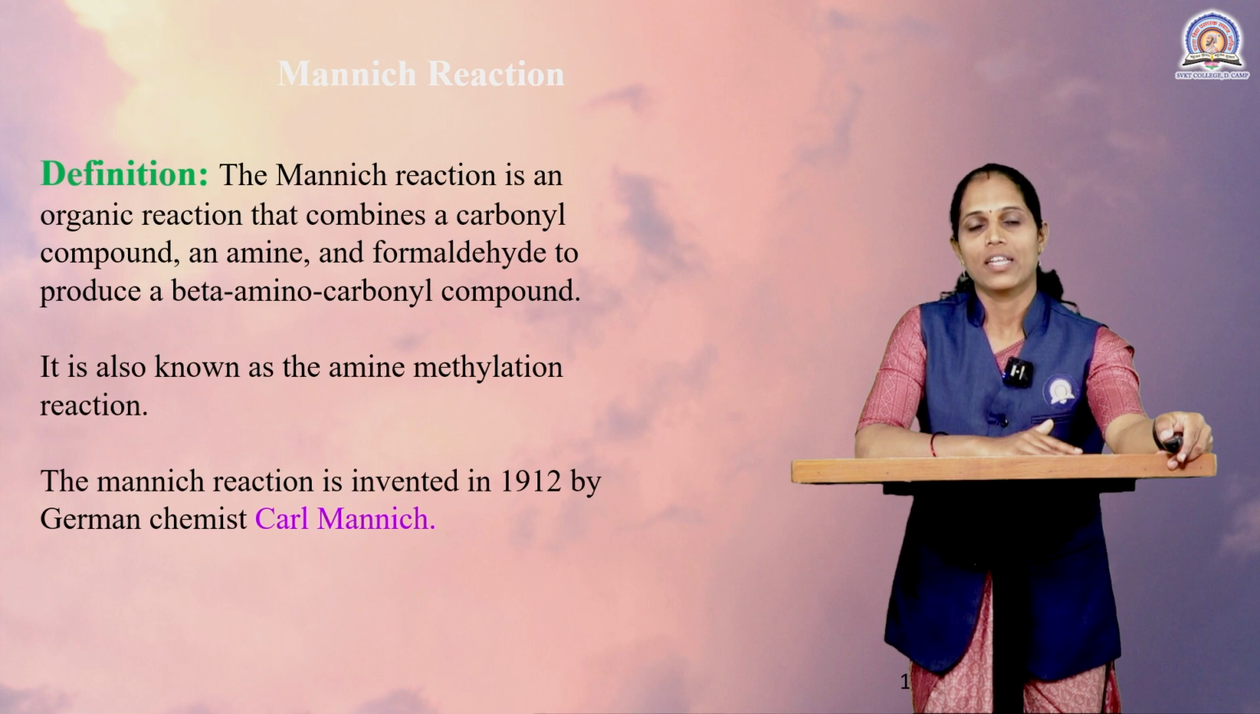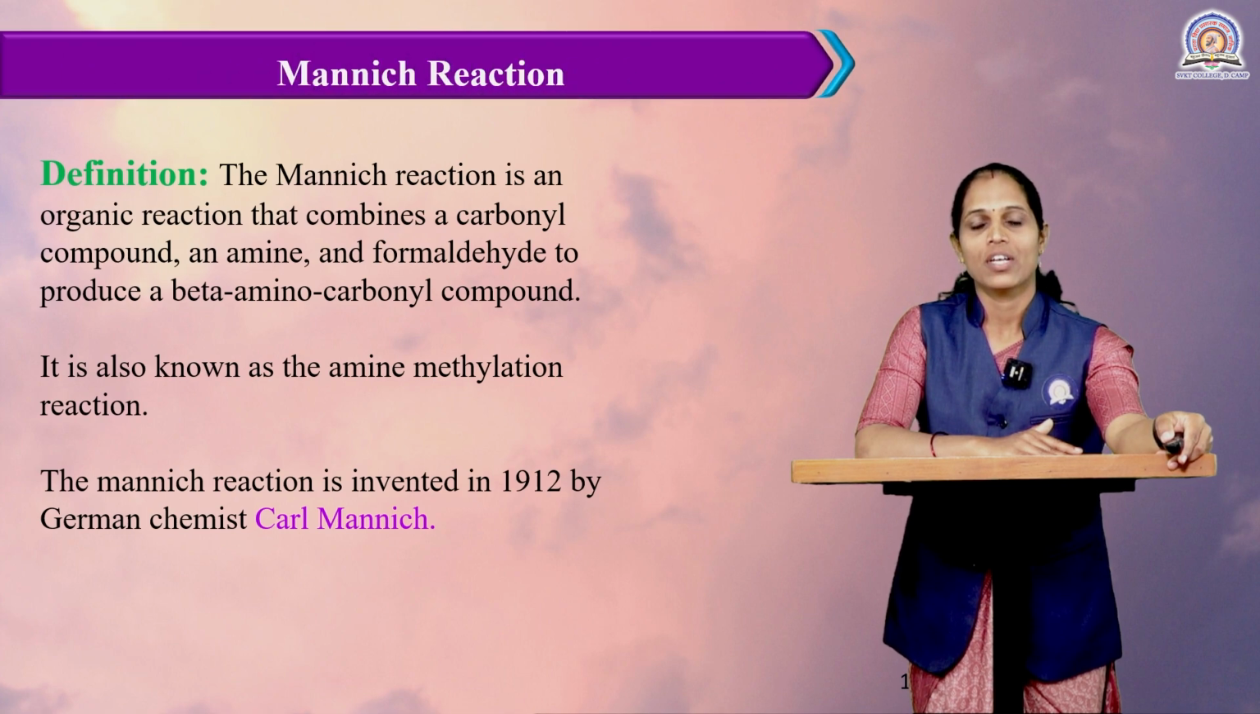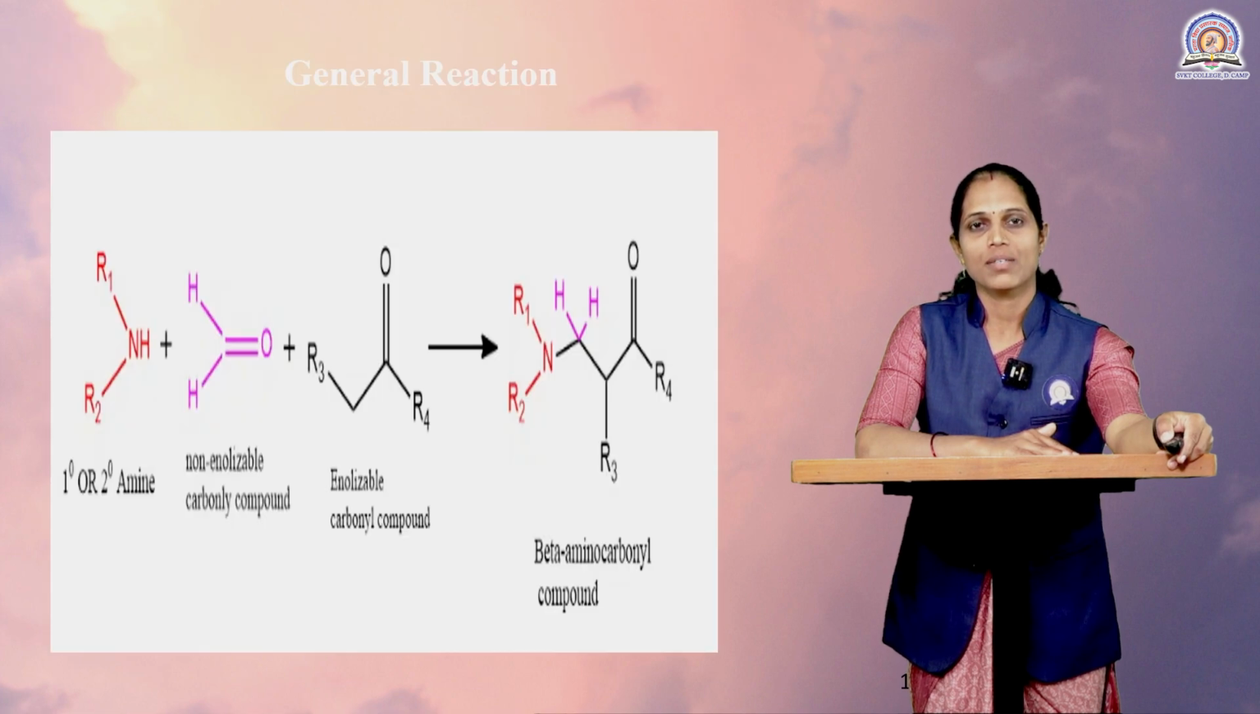Now the second reaction in today's session is the Mannich reaction. So what is the Mannich reaction? The Mannich reaction is an organic reaction that combines a carbonyl compound, an amine and formaldehyde to produce a beta amino carbonyl compound as a product. It is also known as the aminomethylation reaction. This reaction was first invented in 1912 by the German chemist Carl Mannich. This is the most useful multi-component reaction in organic synthesis.